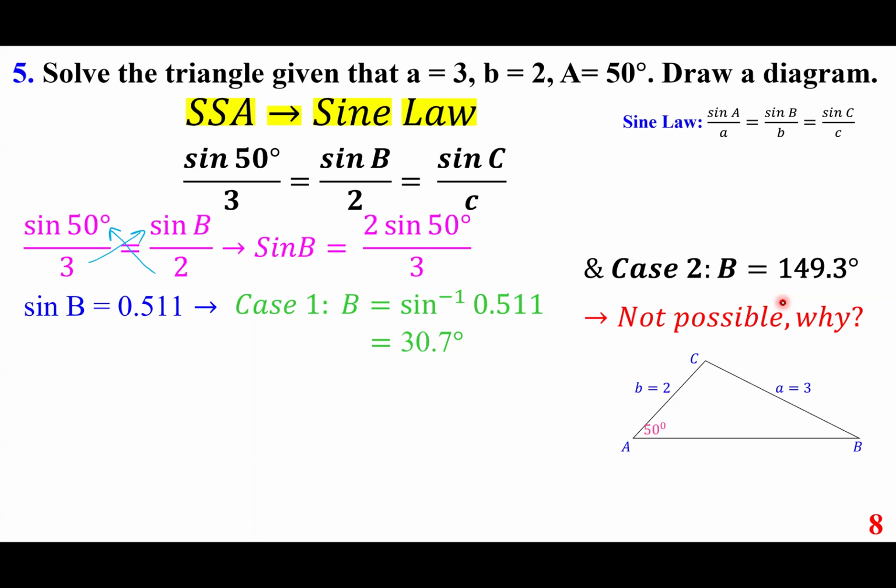We work on what we have. The last angle missing would be the sum of the other two subtracted from 180, because everything must add up to 180. This one and this one. 80.7 subtracted from 180, we get 99.3 degrees. So we have all the angles.